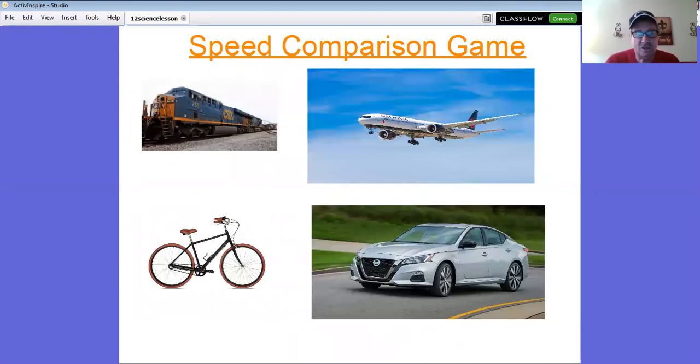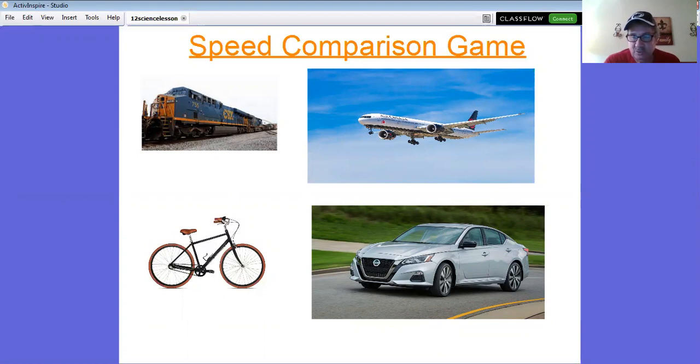Now, let's play a very simple speed comparison game. I have on the screen right now four objects. All four of these objects can be put into motion. Let's order these objects from slowest to fastest. At top speed, which of these four objects would be the slowest? And then, of course, we would work our way up to which of these four objects would move the fastest. So an easy one, boys and girls, which of these moves the slowest?